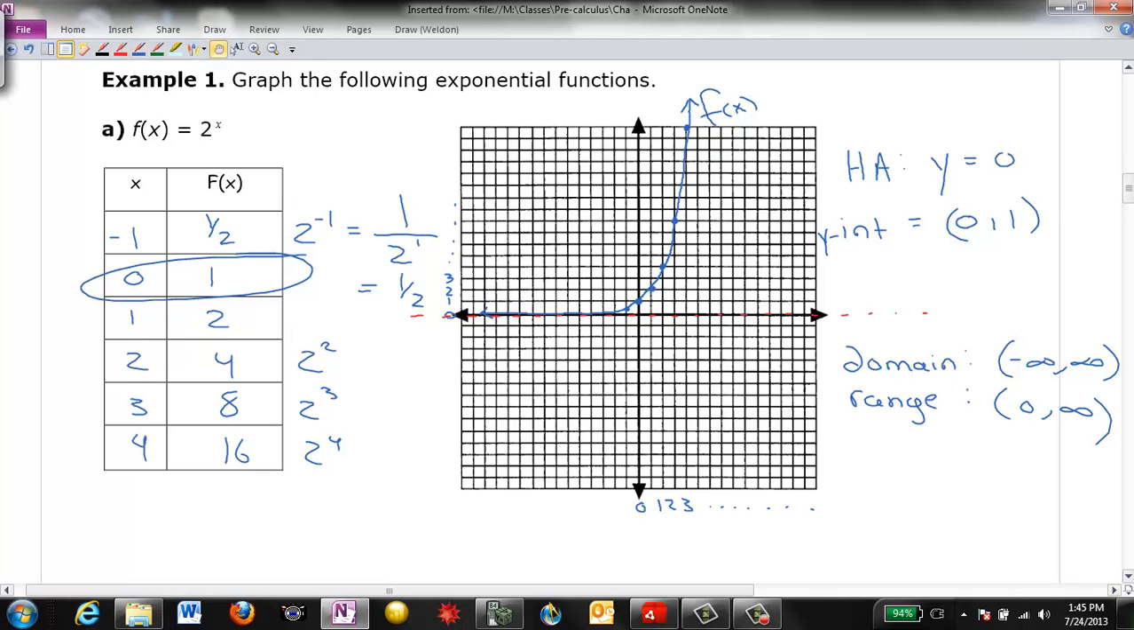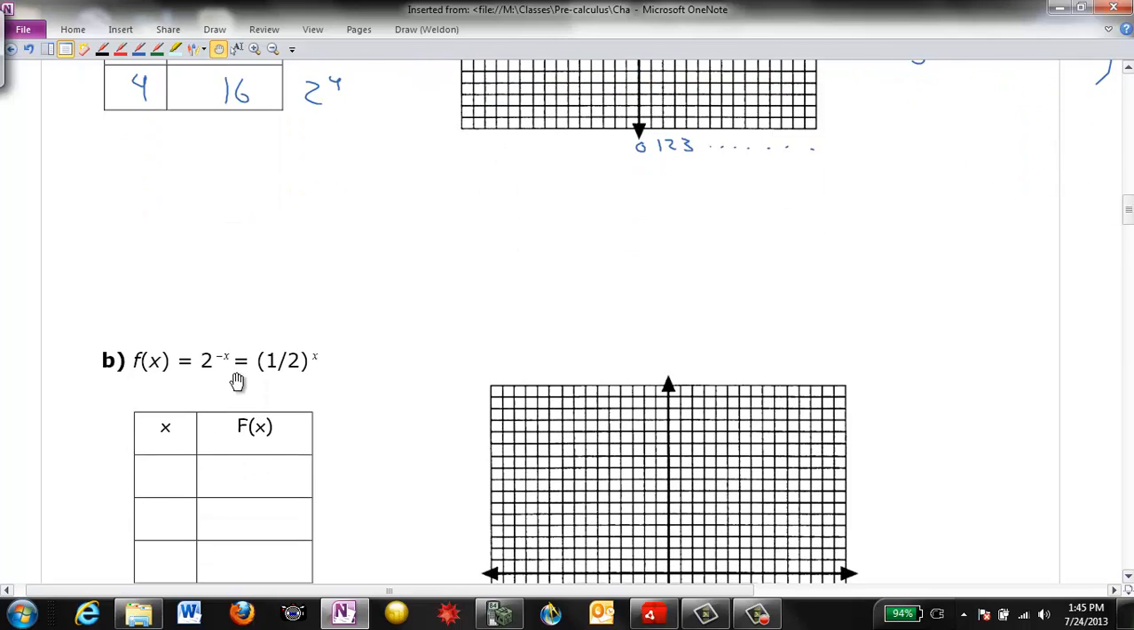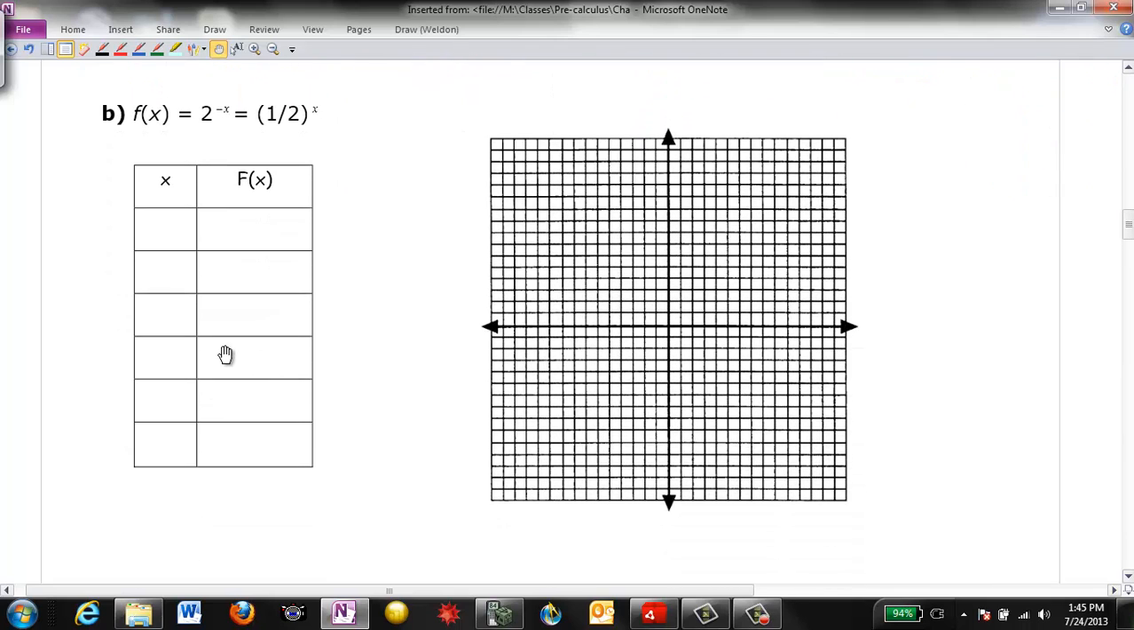Okay, so let's go ahead and take a look at example B here. And notice that the only difference between part A and part B is our exponent, right? So instead of having a positive x there in the exponent, we now have a negative x. And notice I kind of continued and rewrote our function as 1/2 to the x. Okay, and I'm going to show you why that is the way it is.